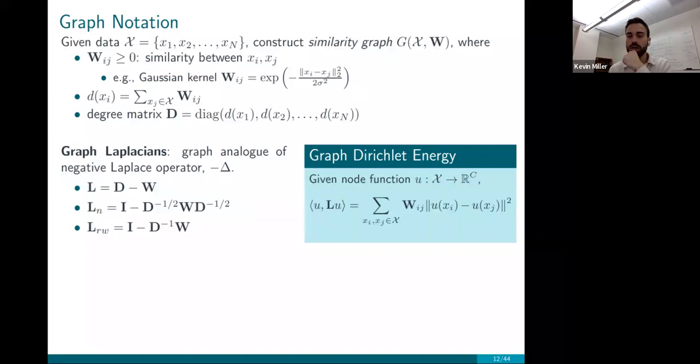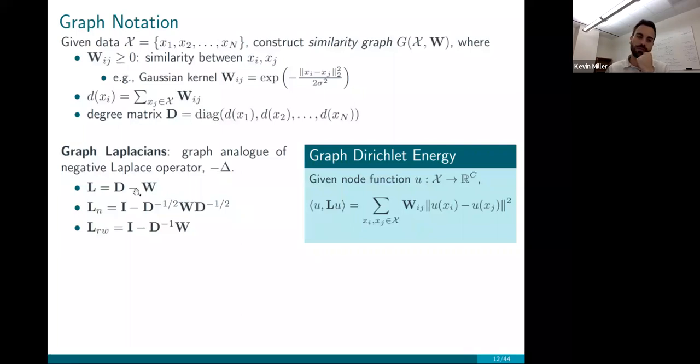What we're trying to do with graph-based semi-supervised classification is often to identify what I'll call a node function u that maps from nodes to C-dimensional outputs, where that C-dimensional output reflects a belief about the classification of the nodes. We're going to be trying to minimize over node functions according to certain conditions and loss functions, but using this graph Dirichlet energy term, which can be written in terms of an inner product with the graph Laplacian matrix and this node function u, and can also be viewed in a quadratic form.